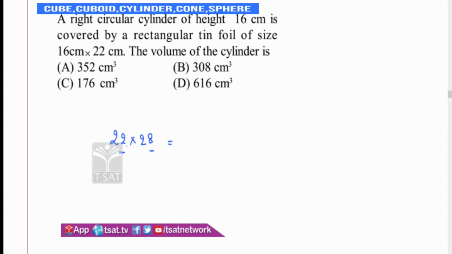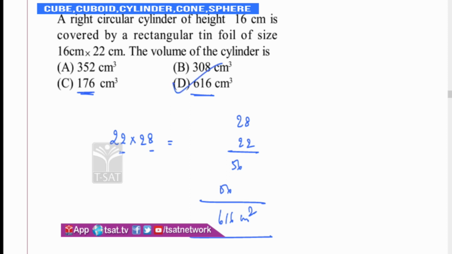It should end with 6. So we can say there are two numbers which end with 6, 176 and 616. Definitely your answer is not going to be 176 because it is more than 176. You can say 28 into 22, it is 56. So it is 616 centimeter square. So the answer is 616 centimeter cube, since it's a volume.